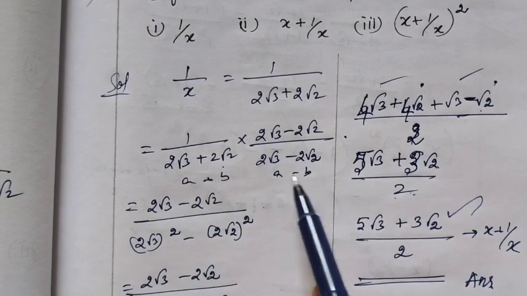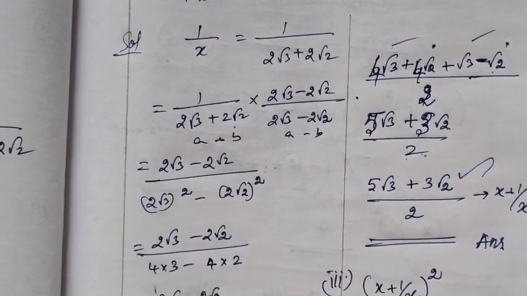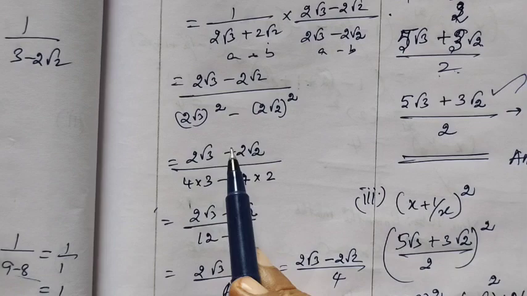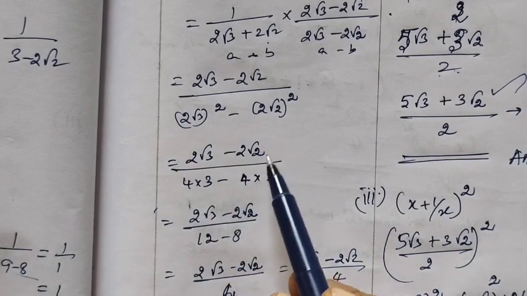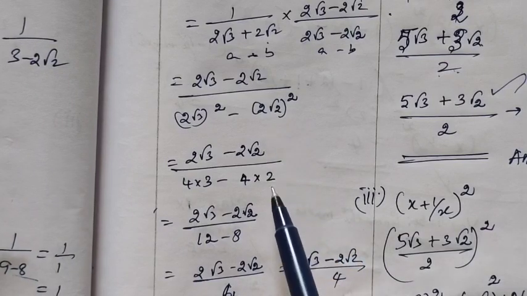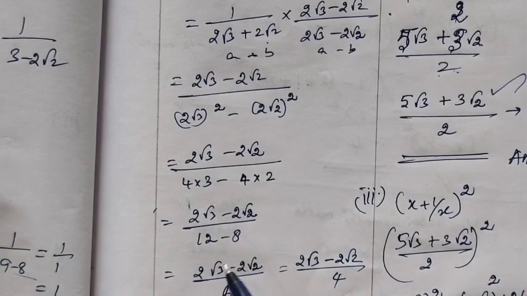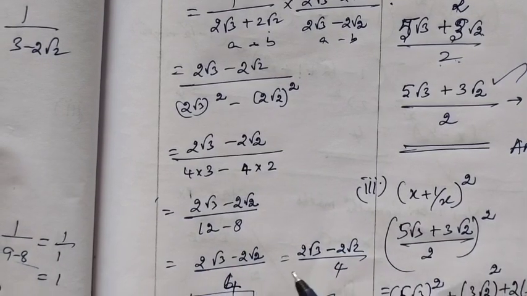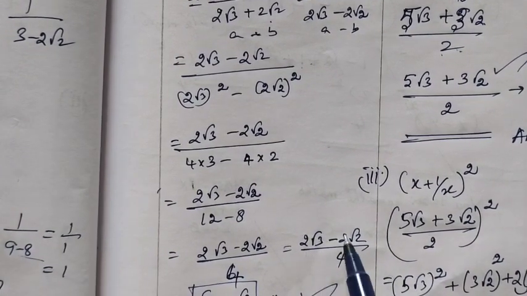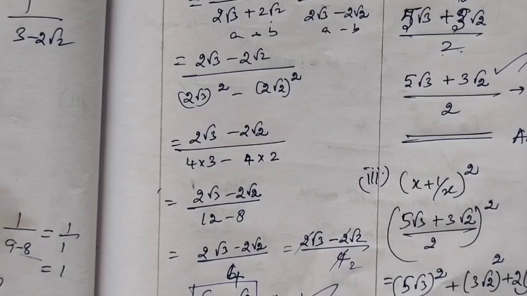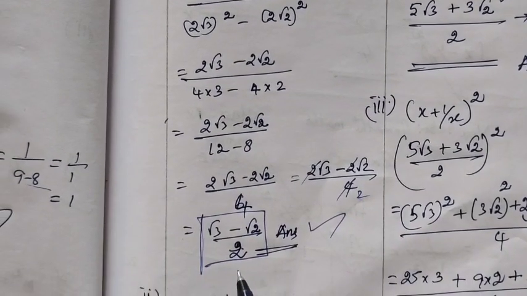then the usual step: a plus b into a minus b is a squared minus b squared. So 2 into root 3 whole square. Root 3 whole square is simply 3. Similarly, root 2 whole square is nothing but 2. So in the denominator you are finding 4, and this is the numerator, 2 is common. So 2 here, 2 here. So root 3 minus root 2 by 2.